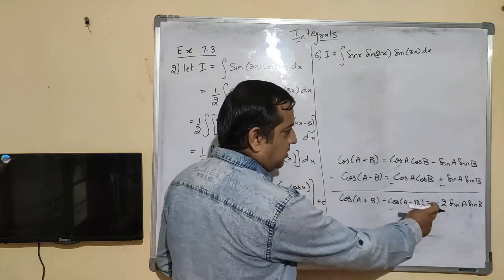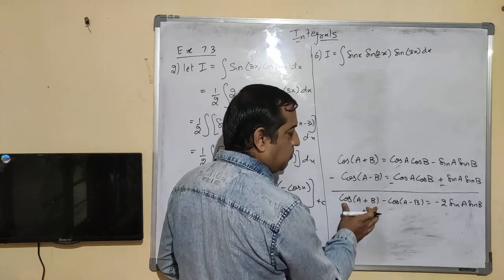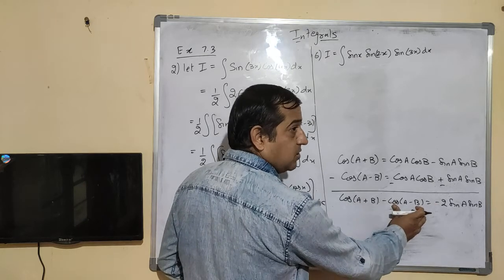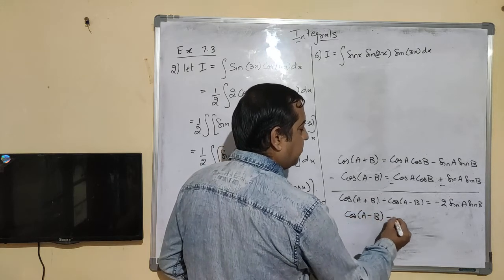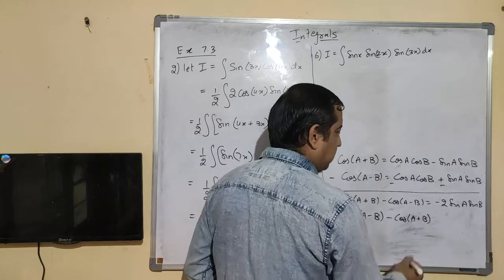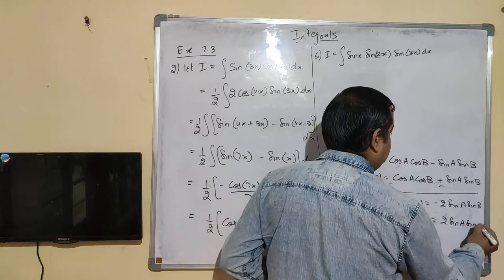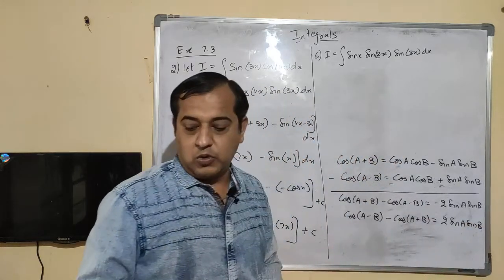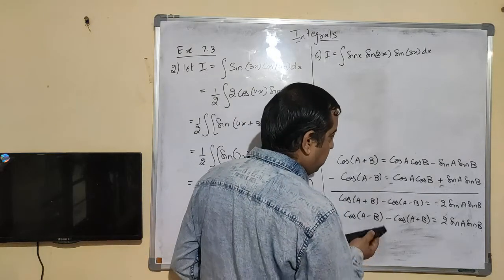Okay, convert this negative sign into positive. Here this term which is positive turns out to be negative, and this term which is negative turns out to be positive. Means you get cos of (a minus b) minus cos of (a plus b). This is equal to 2 sin a sin b. Now this is the formula which you have to use.